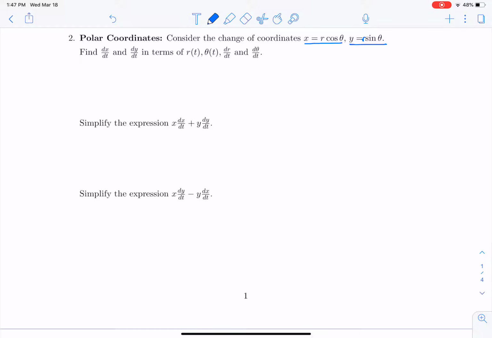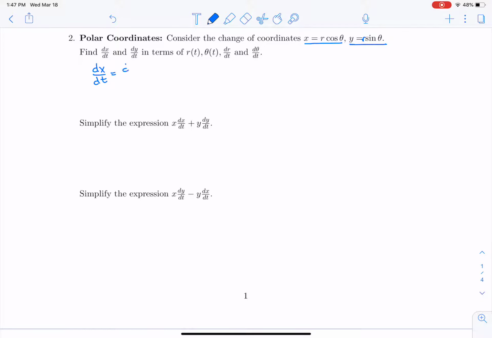And what I want to do is find dx/dt and dy/dt in terms of r and theta, and possibly dr/dt and d theta/dt. So let's see what dx/dt is if I think about r and theta as functions of t. Well, since x is equal to r cosine theta, I have to use the product rule.